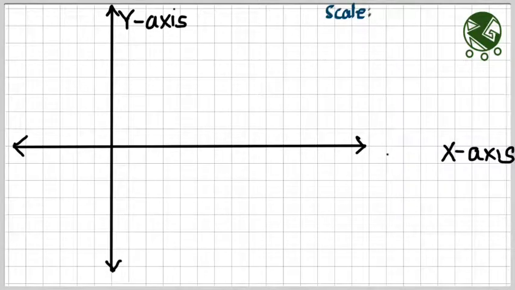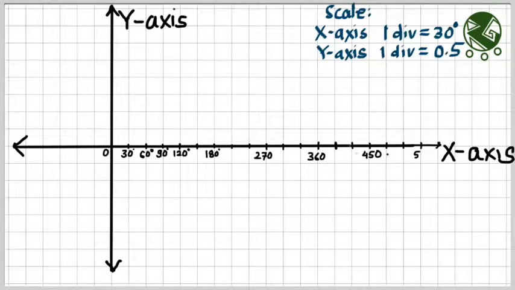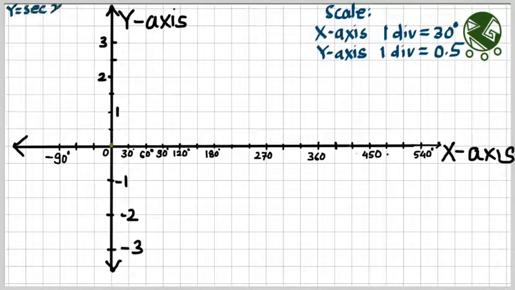Now let's move further and plot the graph of y is equal to sec x. As we know, sec is the reciprocal of cos, right? So cos of 0 is 1, so sec of 0 is also 1. So at 0 we have this point. So sec of 0 is 1, but what is sec of 30?